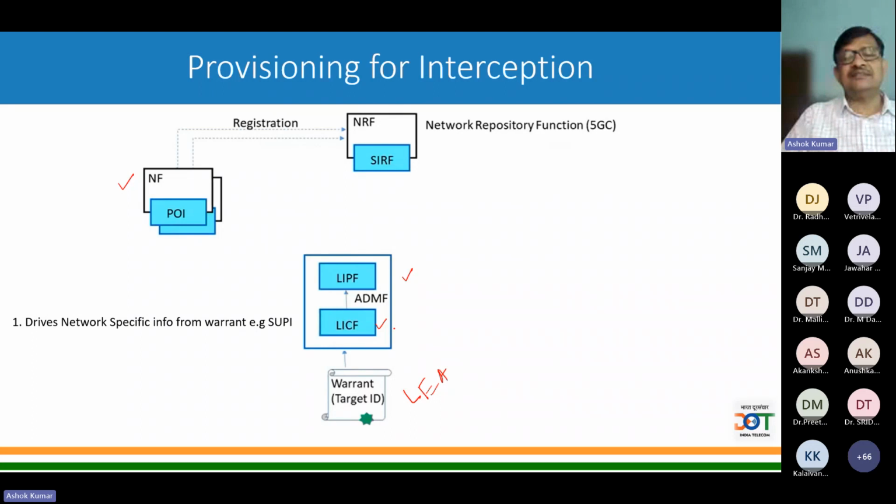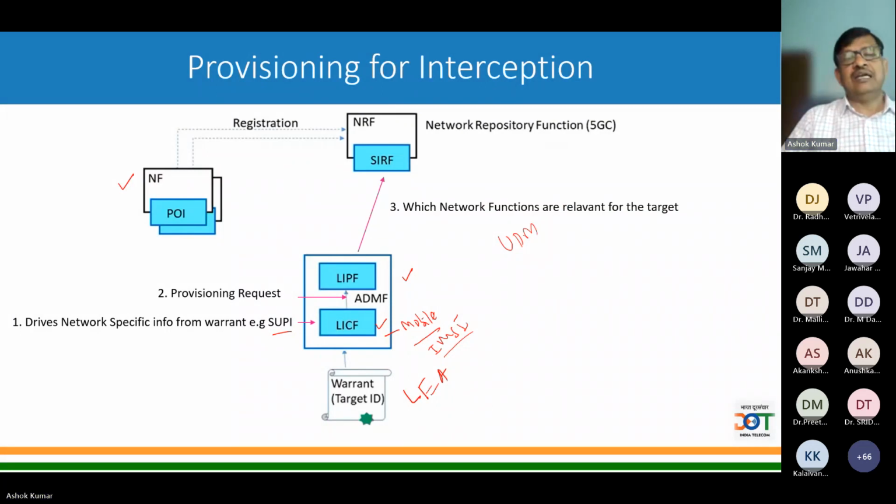Now LICF has received, say, a mobile number, but to provision POIs you need, say, the IMSI. We call it SUPI, subscription permanent identifier. This is a kind of IMSI. So LICF is deriving this information from, say, UDM, and then it is passing it on to LIPF for provisioning. So the provisioning request is going from LICF to LIPF. Now LIPF has to know which POIs are concerned. So it has to discover through SIRF. So it will talk to SIRF and get the information. Basically SIRF has the addresses of all the POIs or all the NFs. So it is able to fetch that information.